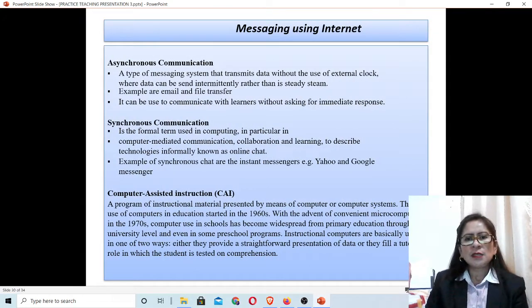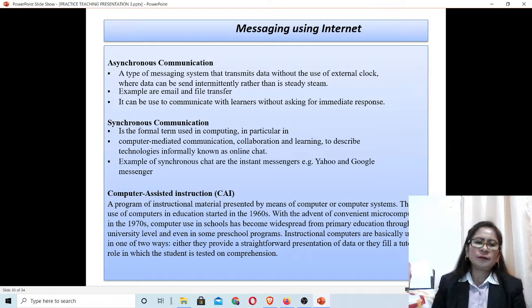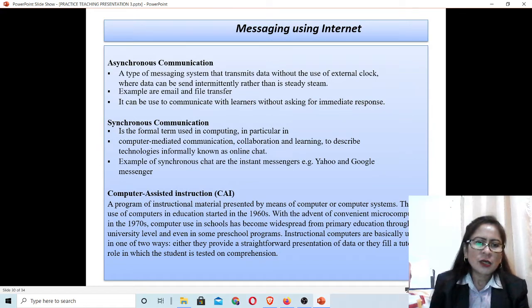Next, messaging using the internet. Asynchronous communication is a type of messaging system that transmits data without the use of an external clock, where data can be sent intermittently rather than in a steady stream. Examples are email and file transfer. It can be used to communicate with learners without asking for an immediate response.